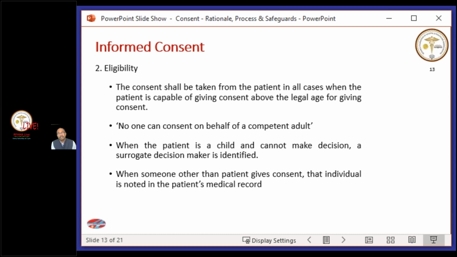When the patient is a child and cannot make decisions, a surrogate decision maker is identified, and we'll see how it works. When someone other than the patient gives the consent, that individual is noted in the patient's record. So when we are using a surrogate, then we need to record who this surrogate is, the name and the relationship.